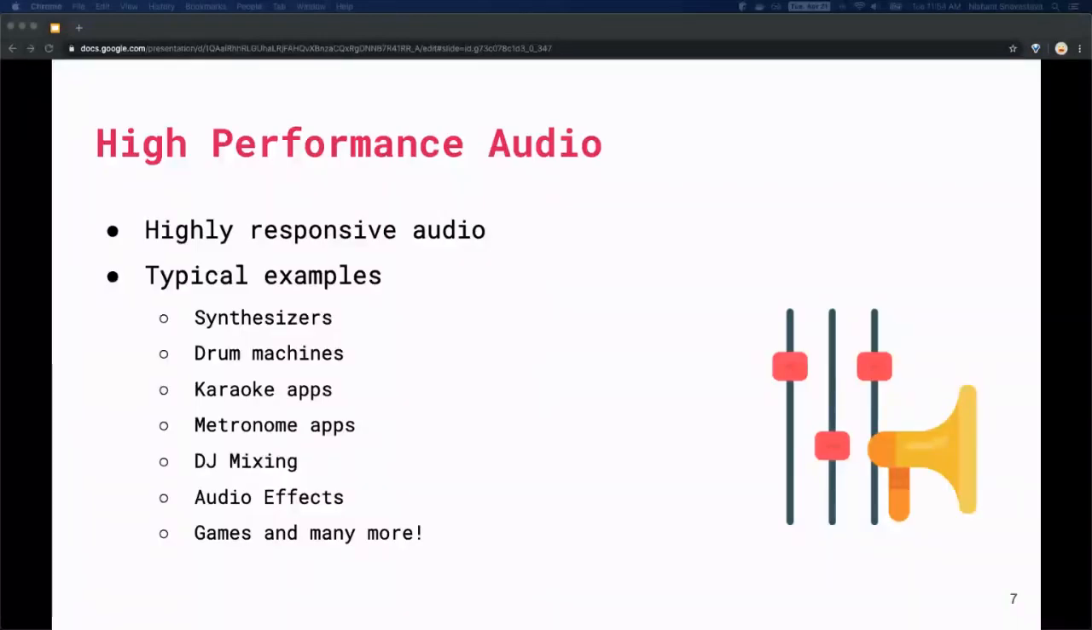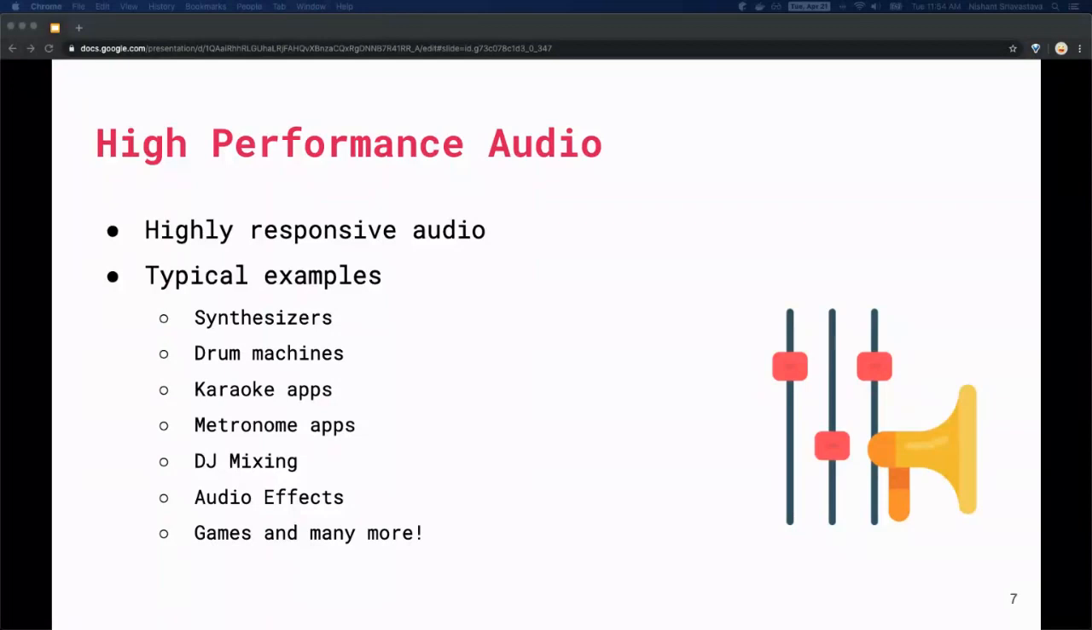Imagine a situation where you speak into the microphone of your phone, and then it takes a bit of time to go to the other side when you're in a call. That's not responsive audio. But if you speak into your microphone and then you output the audio right away from the speaker, that's highly responsive audio.